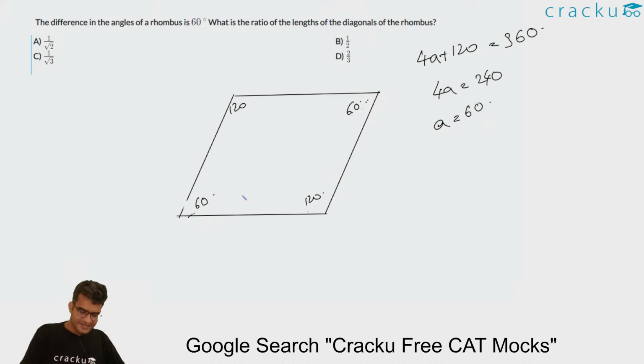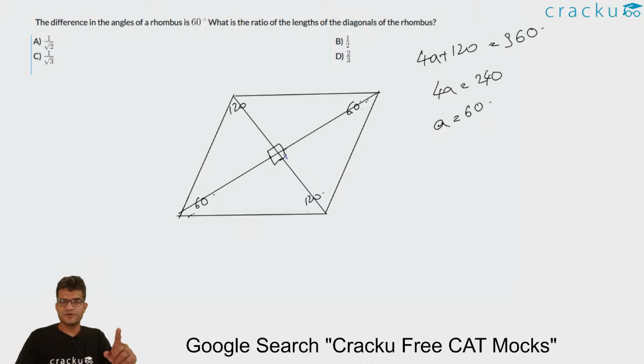Once we got that, let us draw the diagonals because we are required to calculate the ratio of the diagonals. So let us assume that this is one diagonal and this is the other diagonal. You should know that in a rhombus, the diagonals intersect each other at right angles. In a rhombus and also a square, because a square is a rhombus, the diagonals are perpendicular to each other. And in a square and a rhombus, the diagonals will bisect the angles.